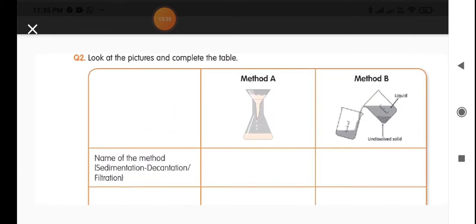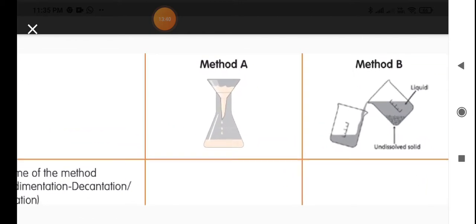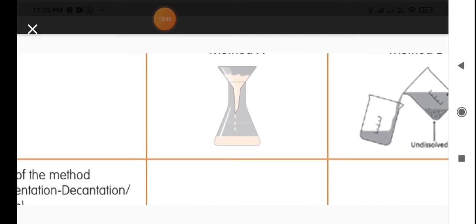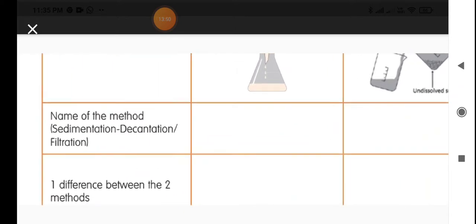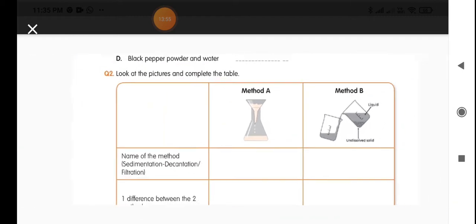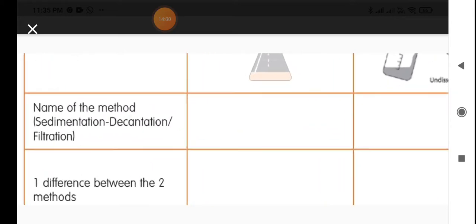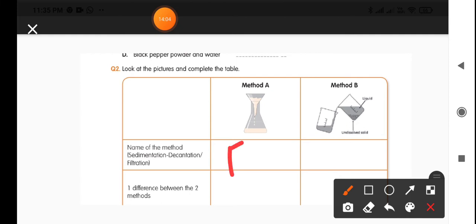Look at the picture and complete the table. So method A is which process and method B is which process? So just now you learnt that we use filter paper in the filtration method and we pour the clear water in the decantation method. Name of the method, is it sedimentation, decantation or filtration? So this is a filtration process and this one is decantation.